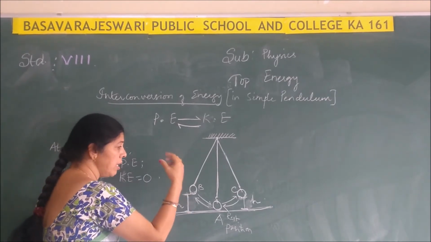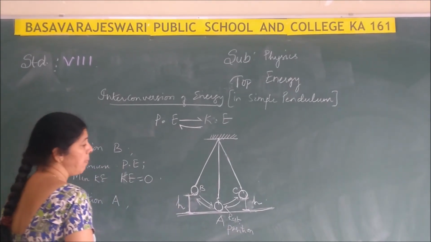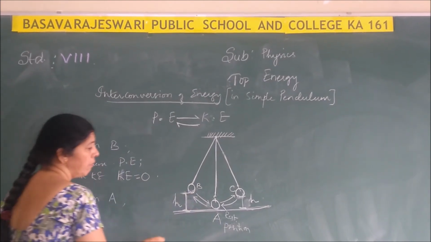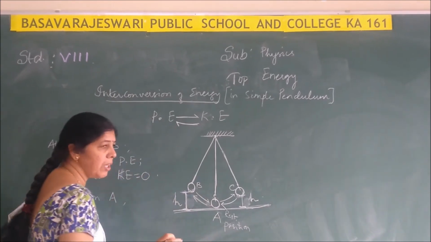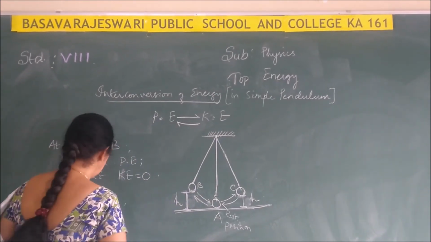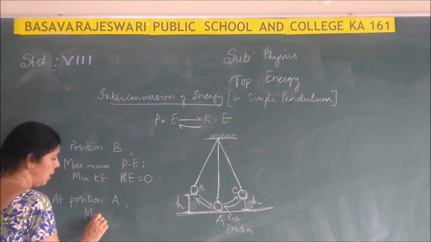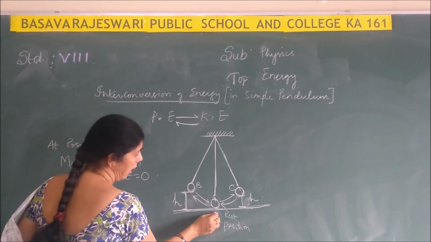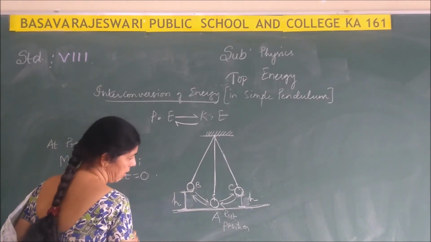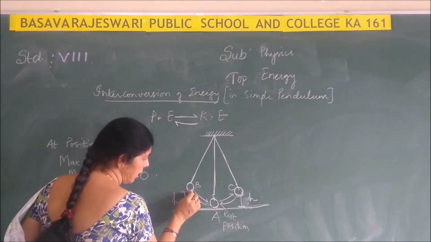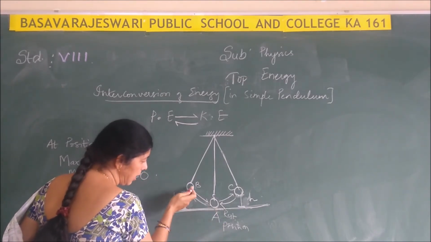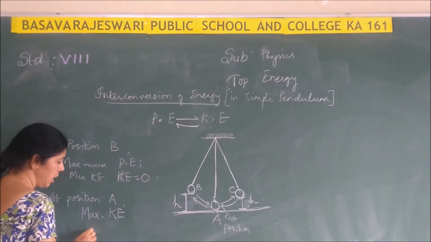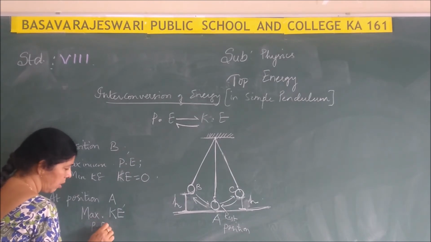Now from B, you will release the bob. When you release the bob, what happens? The bob travels to A. When it is traveling, the bob will travel with a certain velocity. So at that position, the bob will have maximum kinetic energy. And it will reach A. A is ground level, right? At rest position. So when it reaches A, what is the height? The height is decreasing fully. When the height decreases, what happens to the gravitational potential energy? Potential energy will be equal to 0.